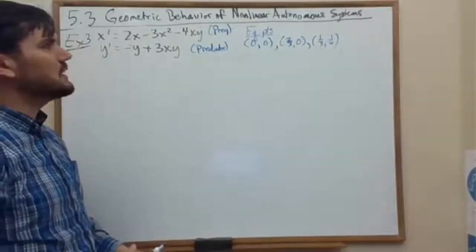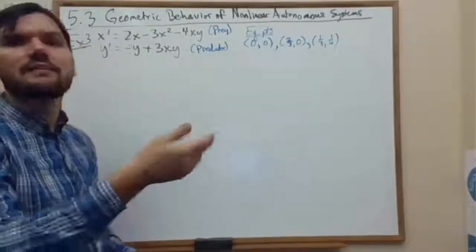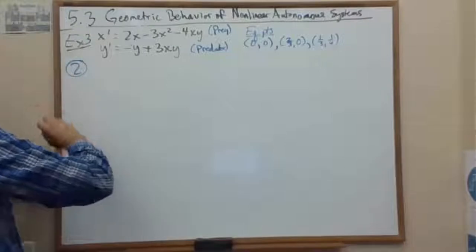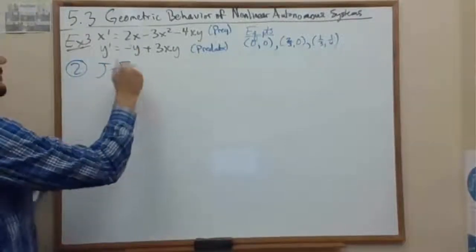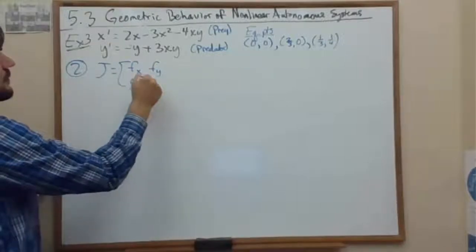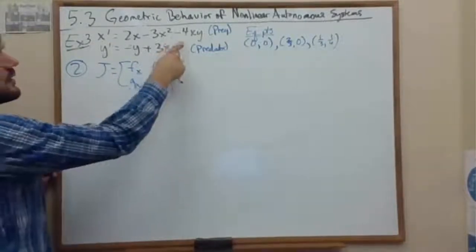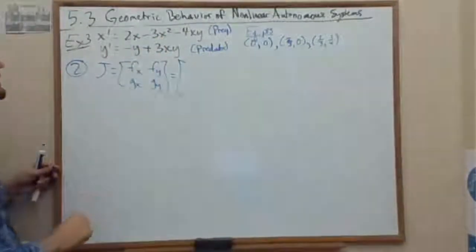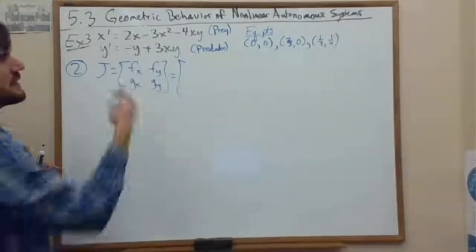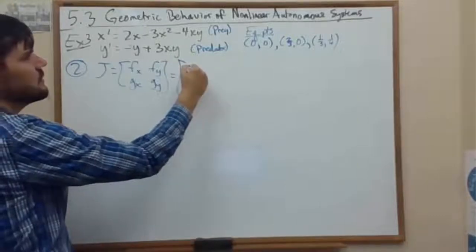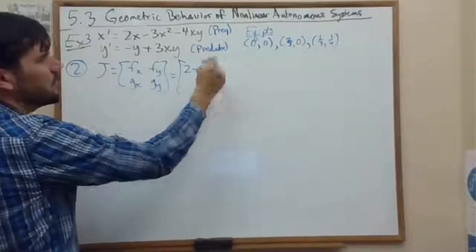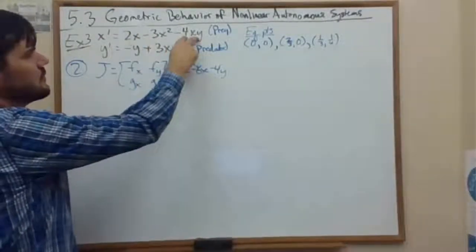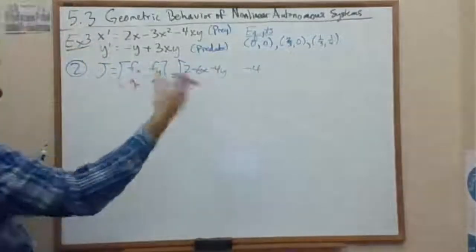Okay, so now we will look at the Jacobian and evaluate at these three equilibrium points. Our f and g are the two functions. Here's f on top, g on the bottom. So we take the x partial. There's a lot of x's, so let's keep track of all the pieces. We have 2 minus 6x minus 4y. So that's all in the first entry. Then we take the y partial, minus 4x. Move it over to the right to keep those two separate.